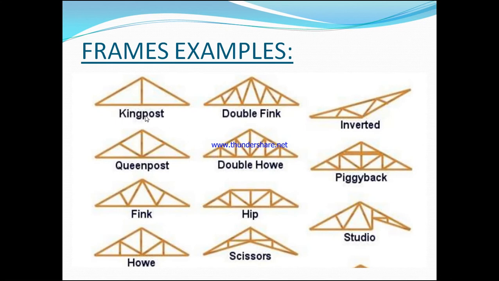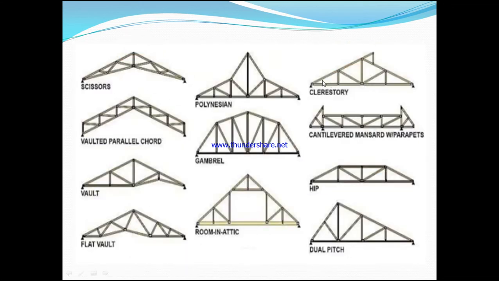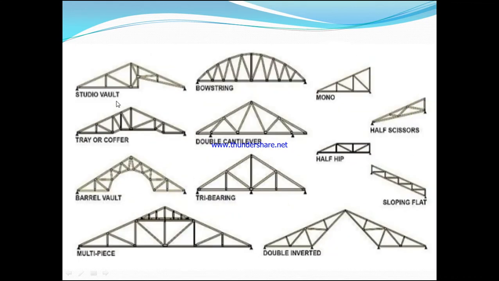Some frame examples are given to help you understand the concepts: king post, double fink, inverted queen post, double howe, piggyback, fink, howe, hip, studio, scissors, fan type, monopitch, cathedral, modified, coffered. These are all the various examples of frames. We use these examples during construction design. We'll use these different types of frames for practical applications based upon the requirement.